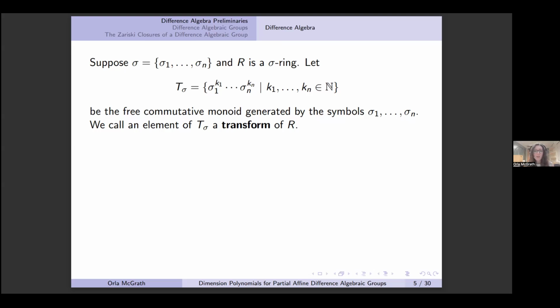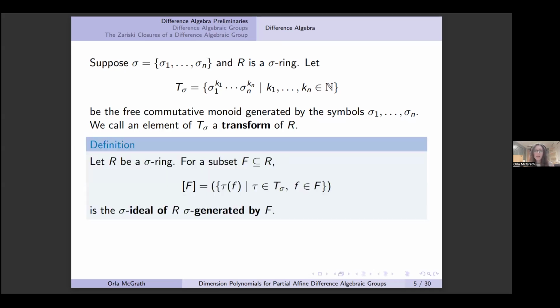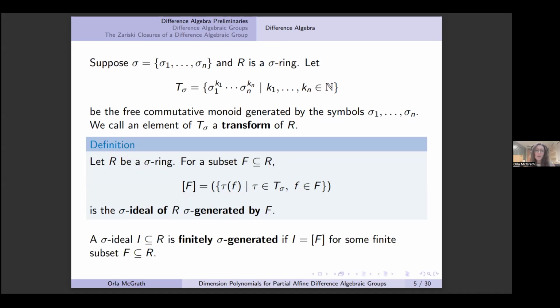This then allows us to consider the difference ideal generated by some set, which we denote with square brackets. This is now the ideal generated not just by all the elements of F, but also by every transform of every element in F. And of course, we would say that a difference ideal is finitely difference generated if it's generated by some finite subset in this sense.